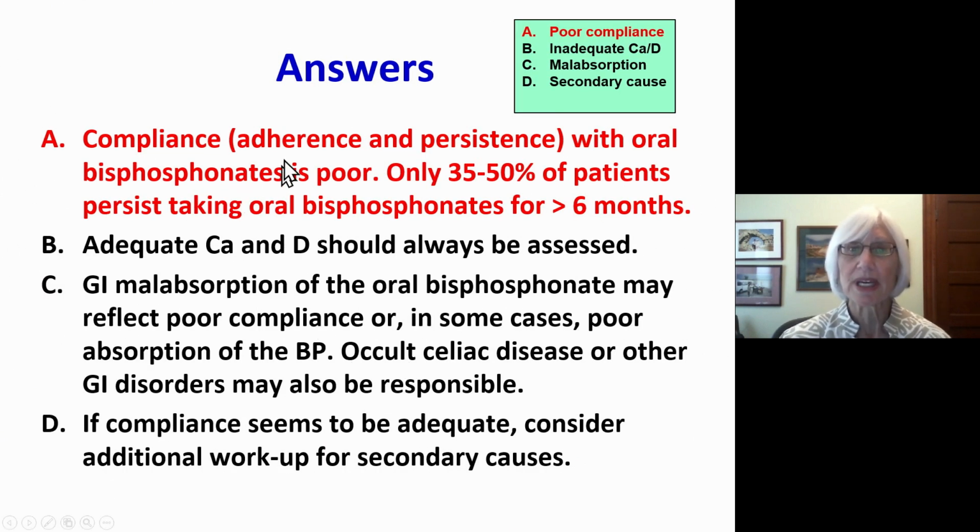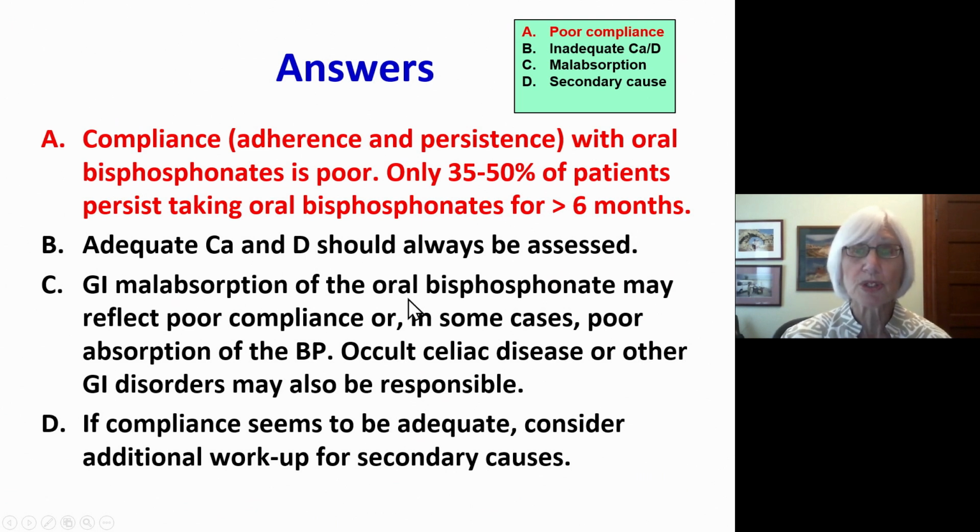Compliance, which means both adherence and persistence with oral bisphosphonates, is very poor. Only 35 to 50% of patients persist in taking an oral bisphosphonate for over 6 months. So that is far and away the first thing you should ask about and think about when you see what looks like a non-response. Adequate calcium and D should always be assessed, and that could be the correct answer.